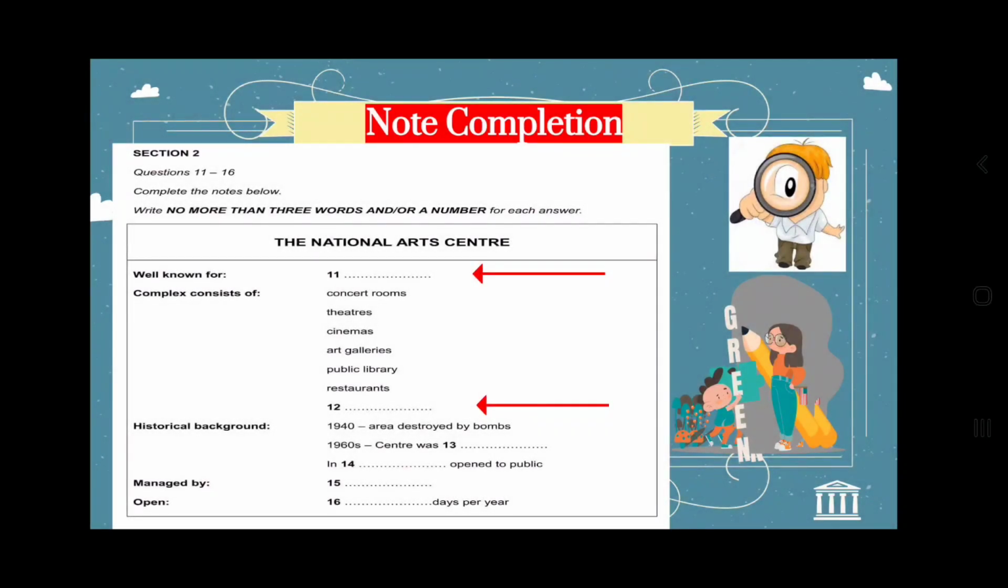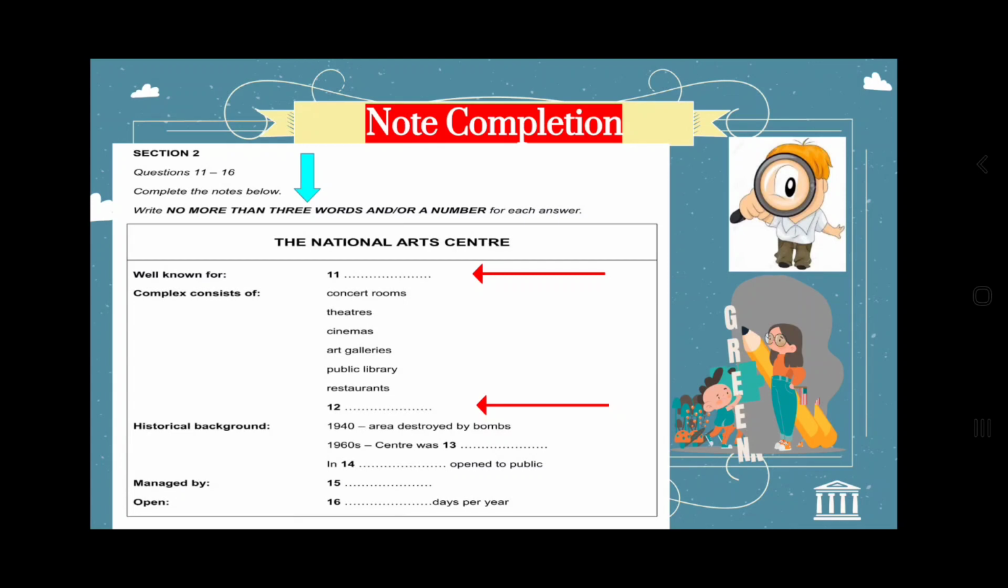Okay, so let's take a look at this example. As you can see, it's section 2, questions 11 to 16. So look at this part. It says no more than how many words? No more than 3 words and/or a number for each answer. So we know that we are able to use a maximum of 3.